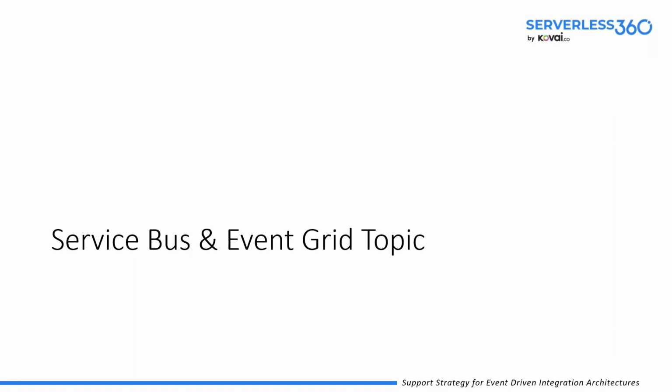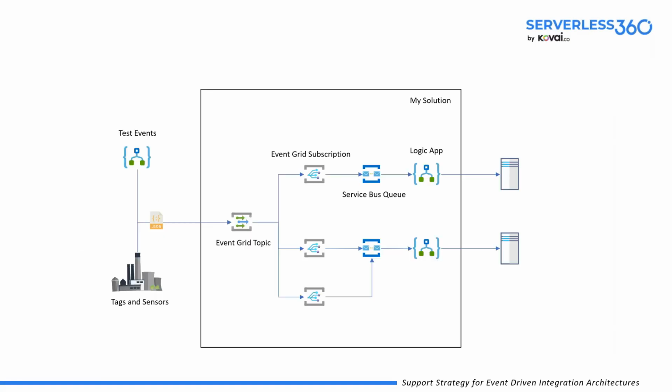This is where we're going to combine the two together, and we're going to create a solution where event grid is going to send messages pretty much straight away to your listener. But in this case, I want to queue them up, and I want to do some more advanced things.